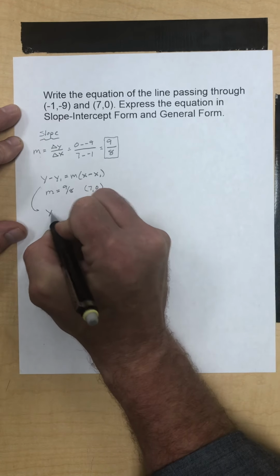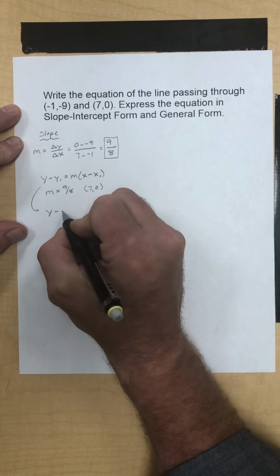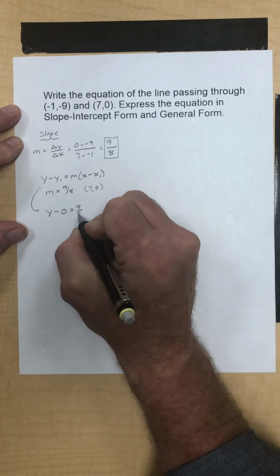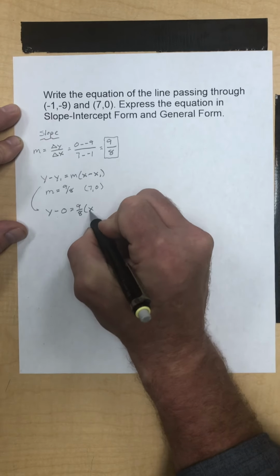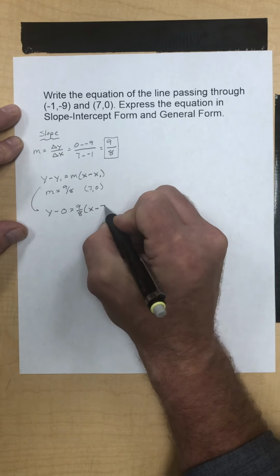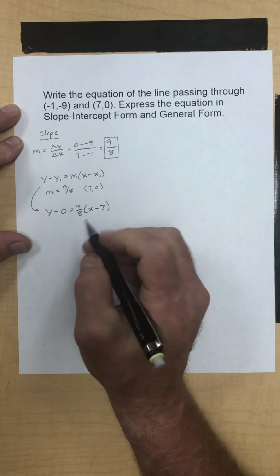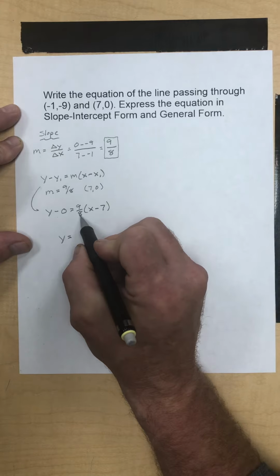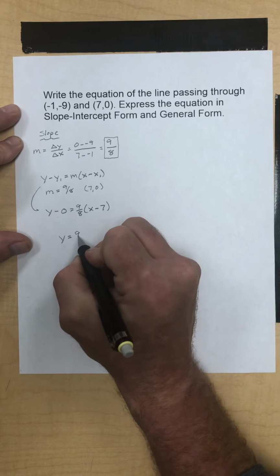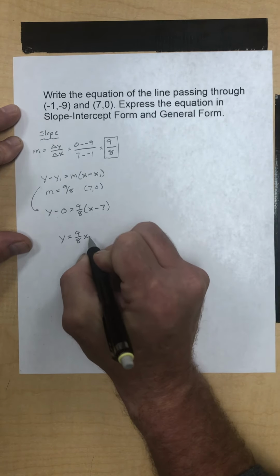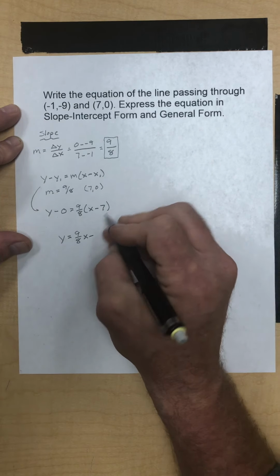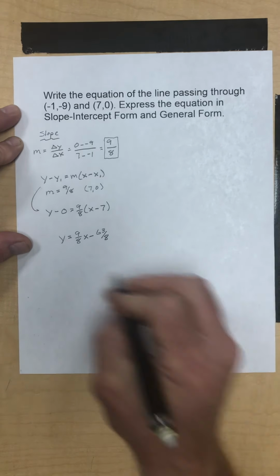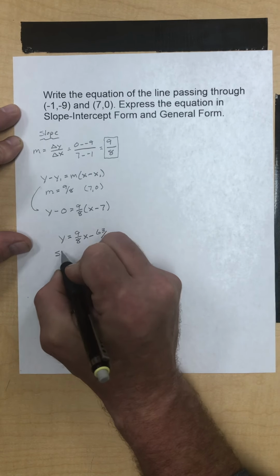So y minus y sub 1, which is 0, equals the slope, 9/8, times the quantity of x minus x sub 1, which is 7. Now notice this y minus 0 just becomes y. And then notice I distribute here, so I'm going to get 9/8 x minus 63/8, like that.